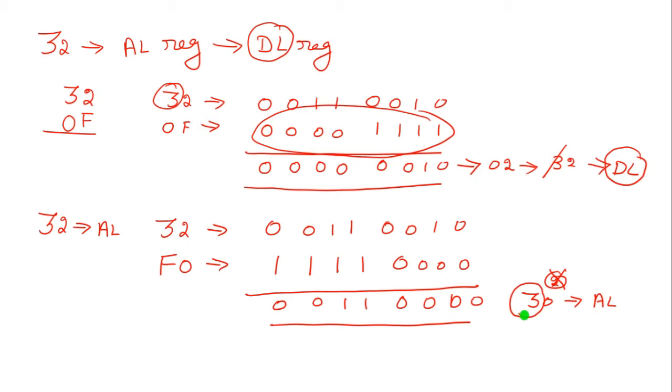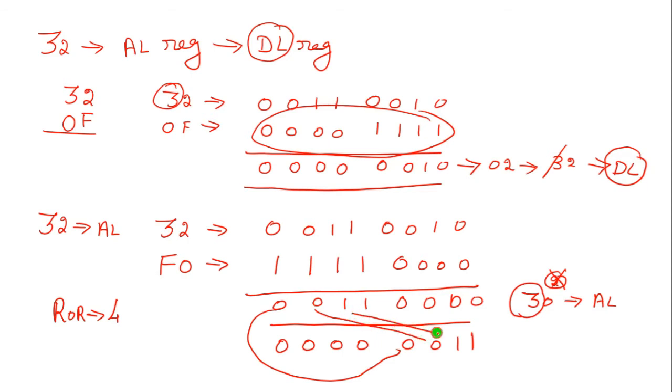How is the higher nibble value moved into the lower nibble? Here we perform the right rotation, ROR, which is the instruction for right rotation. In this right rotation, how many bits do we rotate? 4 bits. If we rotate in the right direction by 4 bits, the 3 value moves to here, the 0 is moved to here. Like that, each number moves, and the operation is performed.